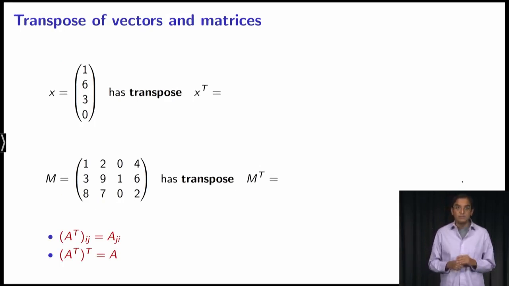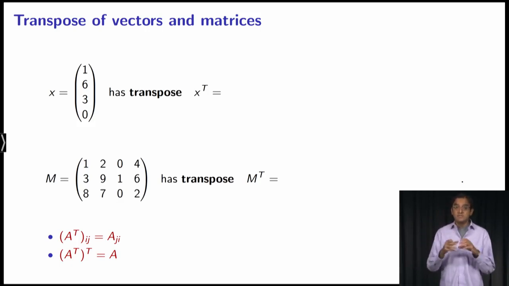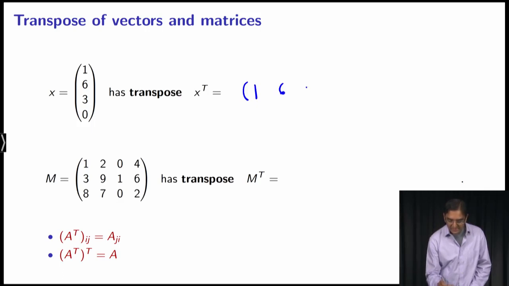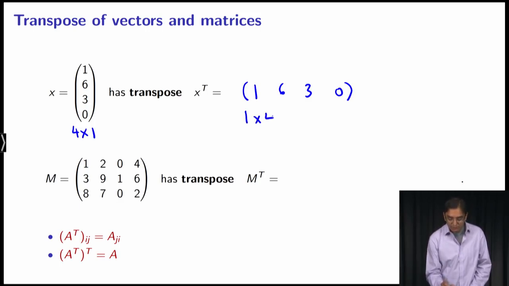Okay, so for example, if we look at this vector over here, which is a single column, we take its transpose by just writing it as a row. Okay, so the transpose is 1, 6, 3, 0. So we started with something that was 4 by 1, and we ended up with something, x transpose, that's 1 by 4.